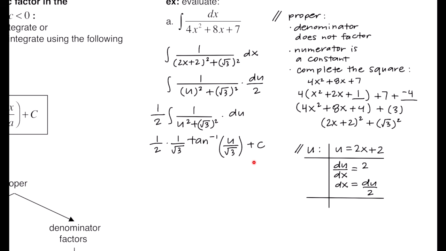We're almost done. At this point, we just plug our u back in right here. So our final answer is 1 over 2 root 3 tan inverse of (2x + 2) over root 3, plus C.